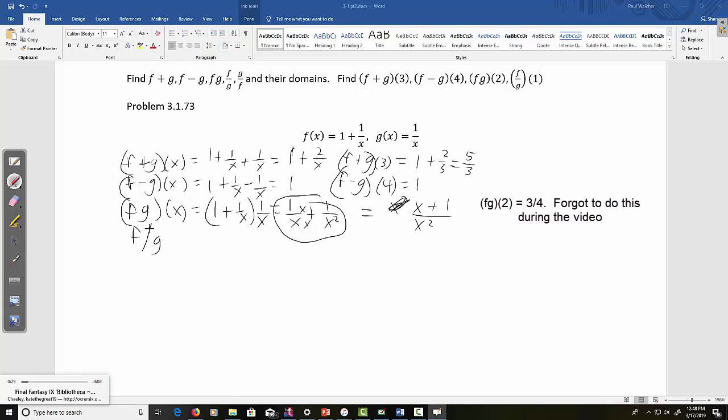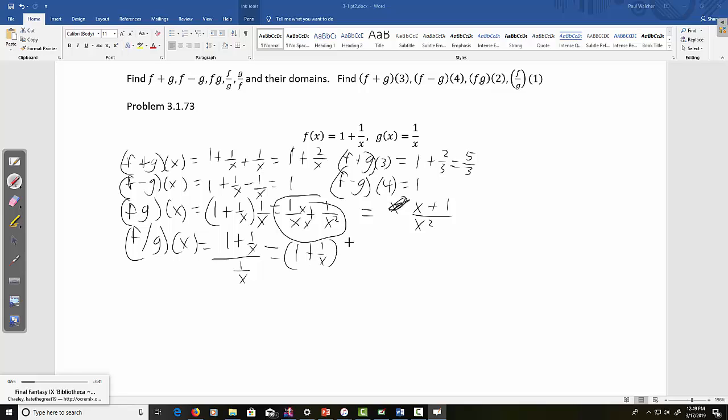F over g. Let's see, f is the 1 plus 1 over x. So 1 plus 1 over x, over 1 over x. Divide by a fraction, you flip and multiply. So this is 1 plus 1 over x times x, which would just be x times 1 is x. X times 1 over x is 1. So this would be x plus 1. So f over g of 1 would just be 1 plus 1, which would be 2.